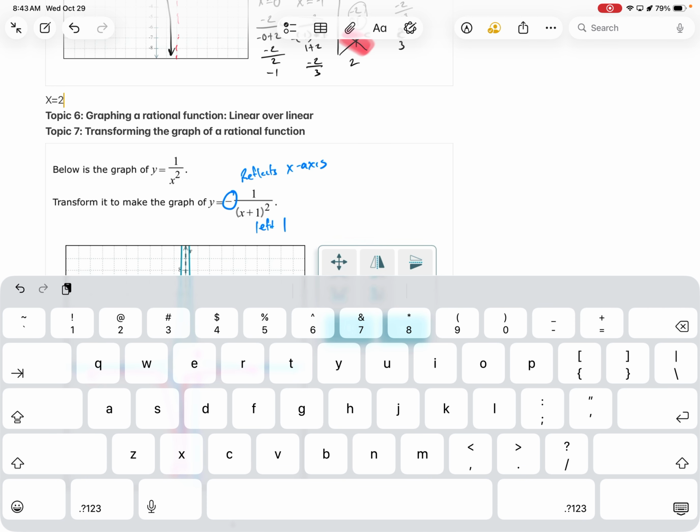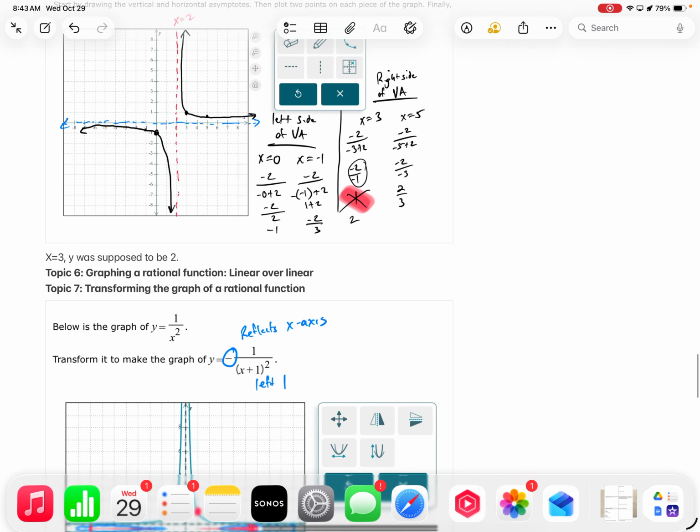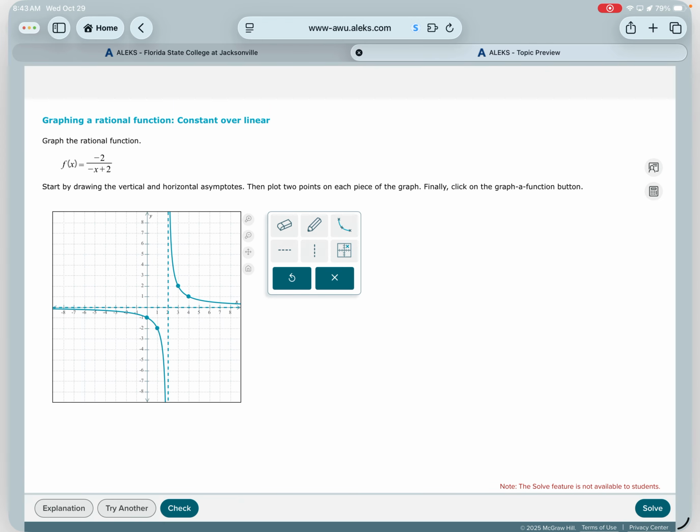So when I plugged in a 3, I was supposed to get out y equals 2. That probably messed it up. All right, we still had the gist. We still had the right graph. We just had the wrong thing there.